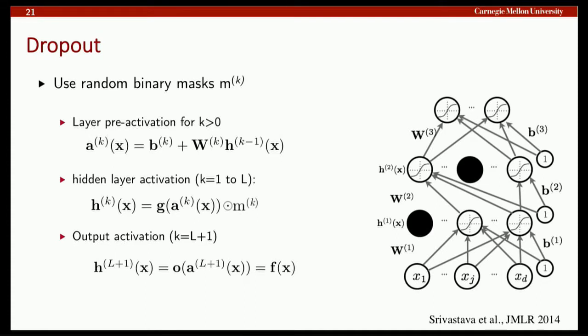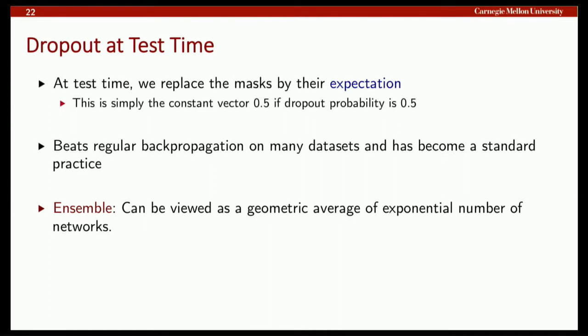It's literally just changing this line in your code, and your backprop is basically going to be working because the corresponding elements of H are going to be set to 0 anyways. So I think that dropout became so popular and people are using it primarily because it's so easy to implement, and it works really, really well. At test time, we're going to be replacing our masks by their expectation. So this is just a simple constant vector 0.5 if you're using dropout probability of 0.5. So at test time, it's very easy, again, to implement. And it beats regular backpropagation on many different data sets, and it's basically becoming a state-of-the-art technique.